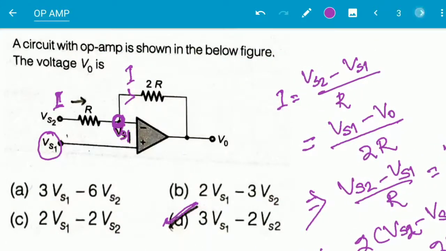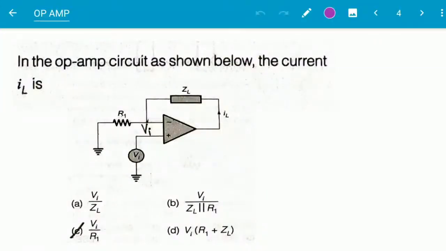So next problem: in the op-amp circuit as shown below, what is the current IL? This is current IL. So what will the current IL be?